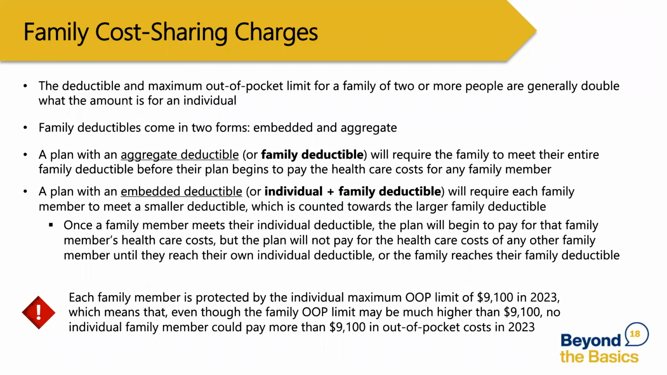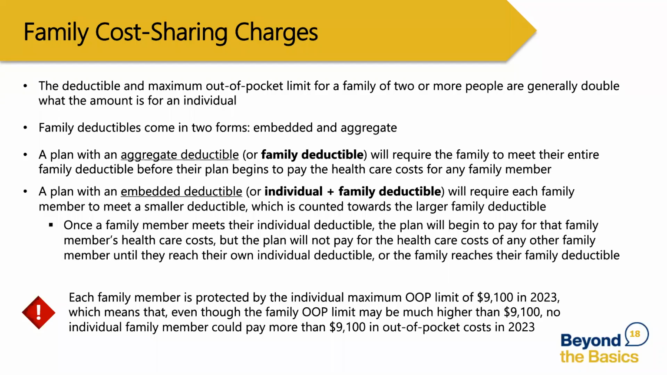Now, if it was a family that was on a qualified health plan, there would be some differences in the way the out-of-pocket costs look, those different charges. So generally, the deductible and that maximum out-of-pocket limit for a family of 2 or more people is going to be double what it is for the individual. So if it's $3,000 for an individual, it could be $6,000 for a family.